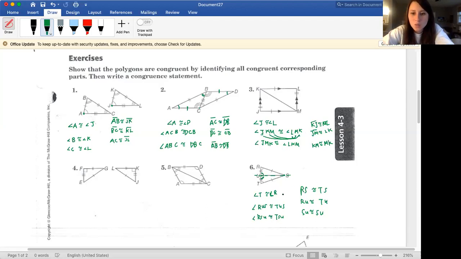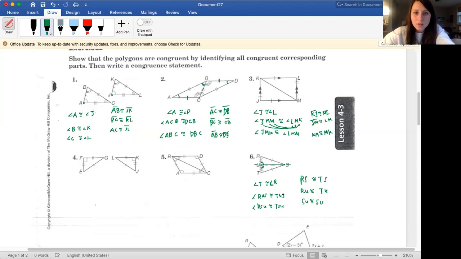So on your homework, this is what I'm looking for. It's just identifying what parts are corresponding and congruent to each other. You need to label all the angles and all the sides.